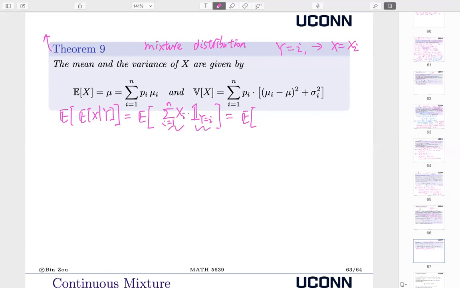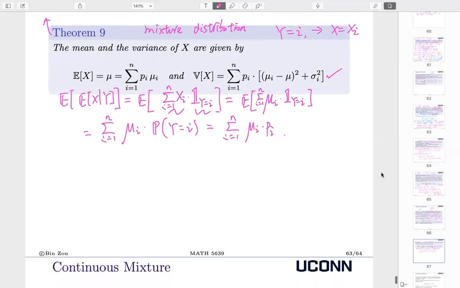We know this is I, so this is mu I times y equals I. Okay, then finally this is mu I times, when I get inside, this is nothing but the probability of mu I pi. Okay, you can try something similar to get this result. Theorem 9 is not that important, okay, because it's not common to see this type of mixture.